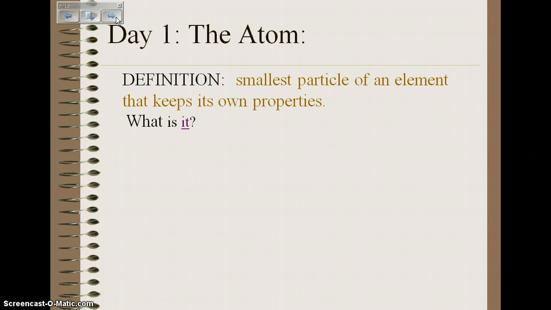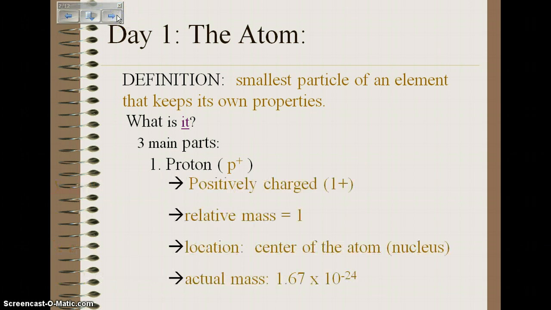What is the atom made out of? There are three main parts to the atom. Number one is the proton, symbolized in class with a P positive symbol. The proton is positively charged. It has a relative mass of 1.